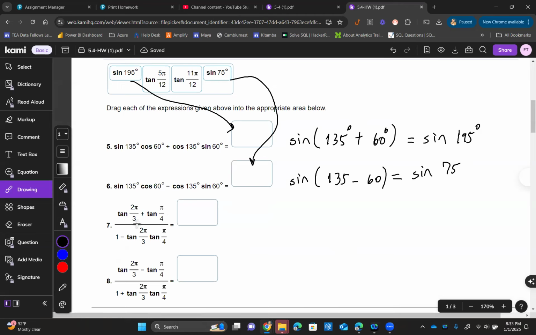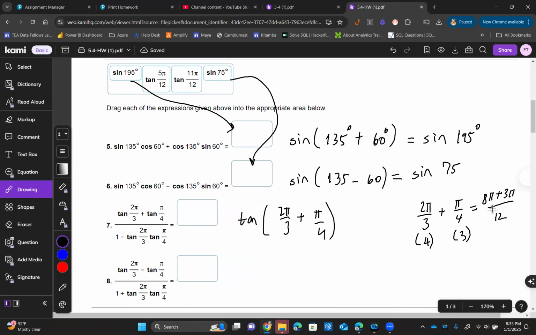This is the formula for tangent A plus B, right? And then here A is 2 pi over 3 and B is pi over 4. And when you add these two angles by getting them in a common denominator, so this is 2 pi over 3 and this is pi over 4, their common denominator is 12. So we have to multiply the first one by 4, the second one by 3. So this one becomes 8 pi at the top, and this one becomes 3 pi at the top, and the common denominator is 12, and that's 11 pi over 12. So this number 7 is going to take tangent of 11 pi over 12. So the last one has to take whatever is the leftover.